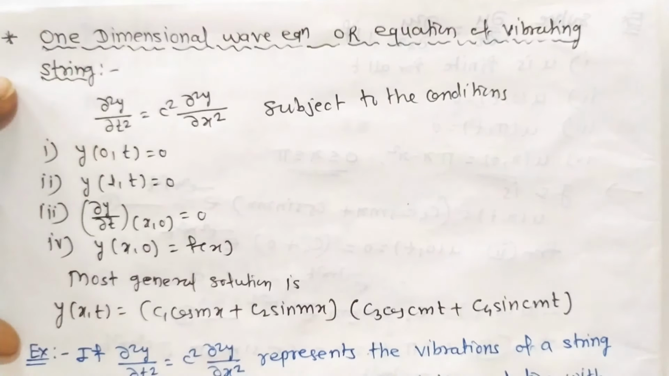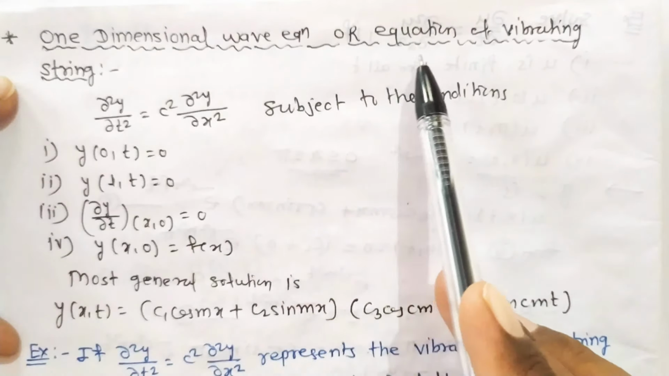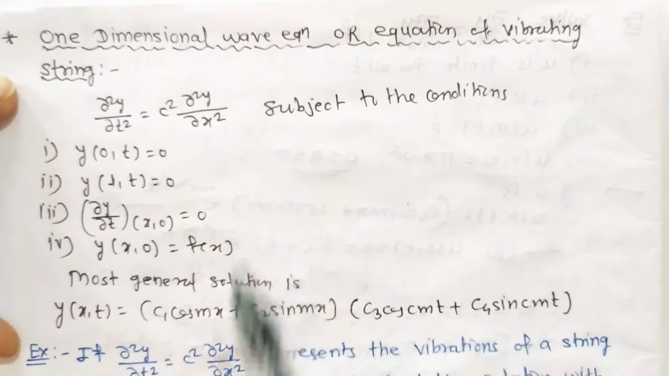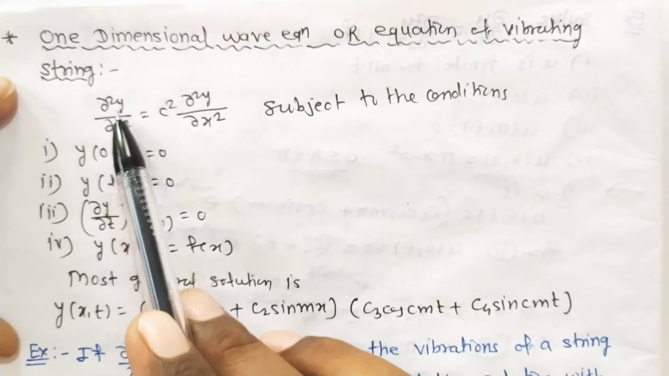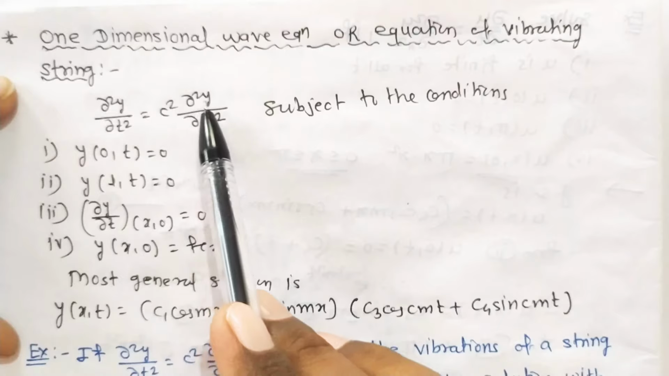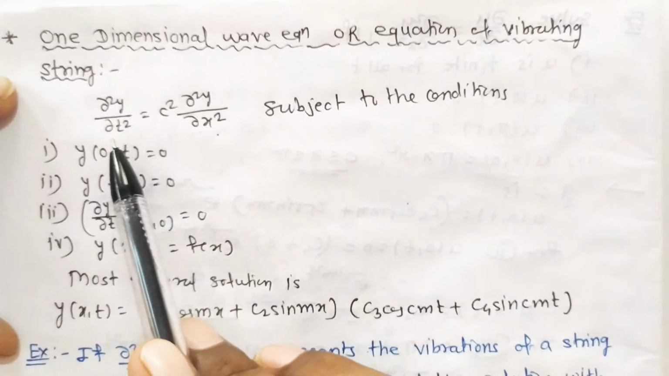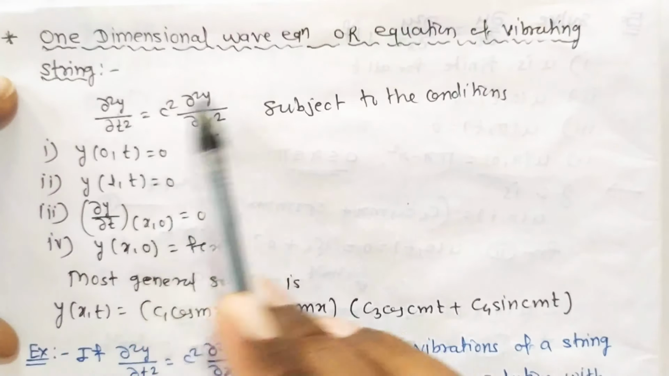Today we are going to start the wave equation, that is the one dimensional wave equation. This equation is also called the equation of vibrating string. We use the wave equation when a vibrating system is given in a problem, so we have to solve the wave equation. The wave equation is ∂²y/∂t² = c² ∂²y/∂x². We can use the notation u or v instead of y.